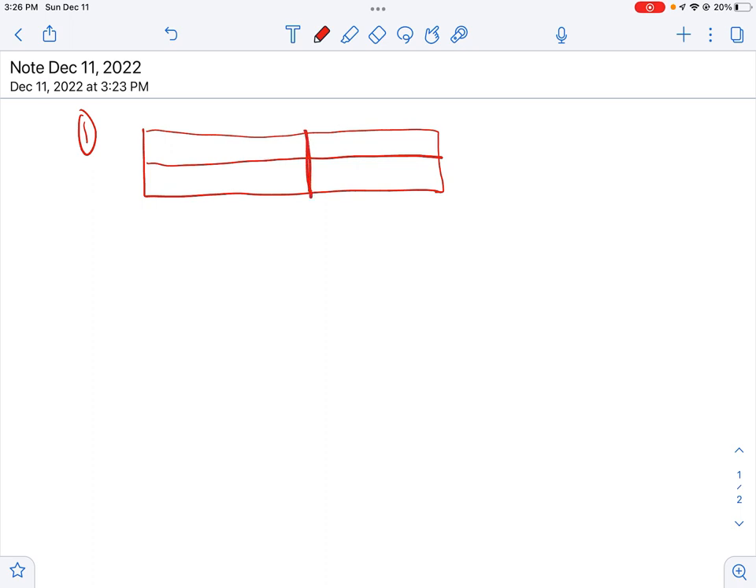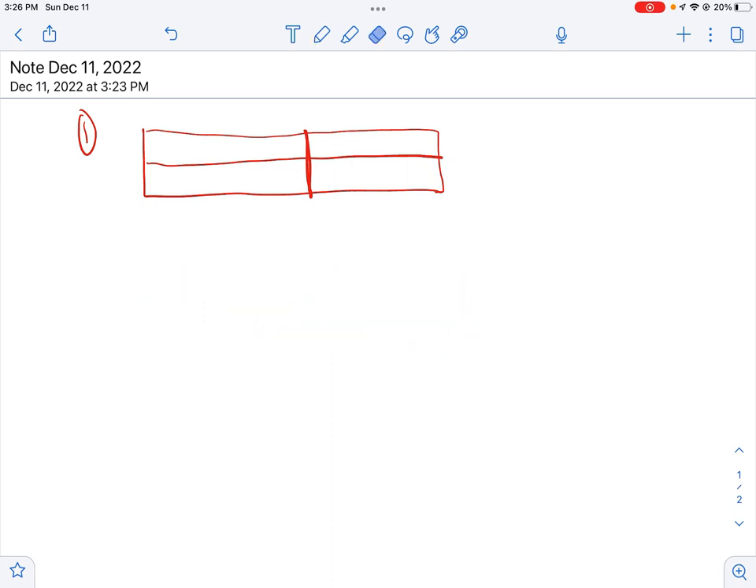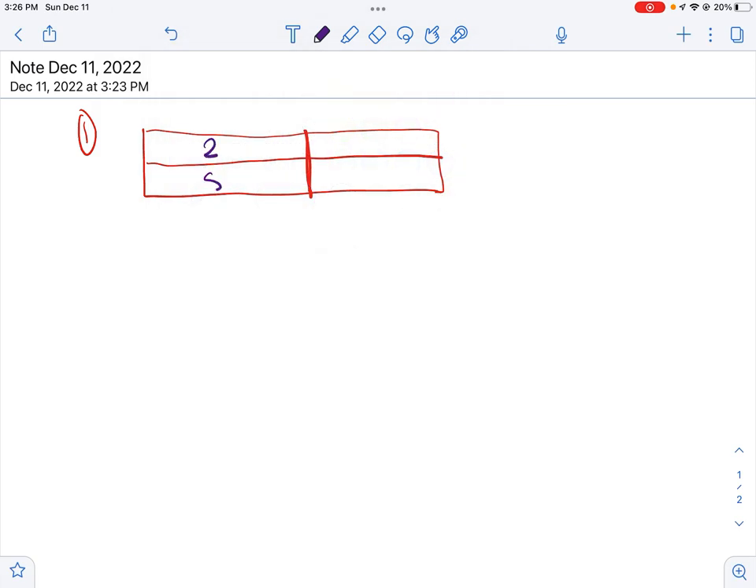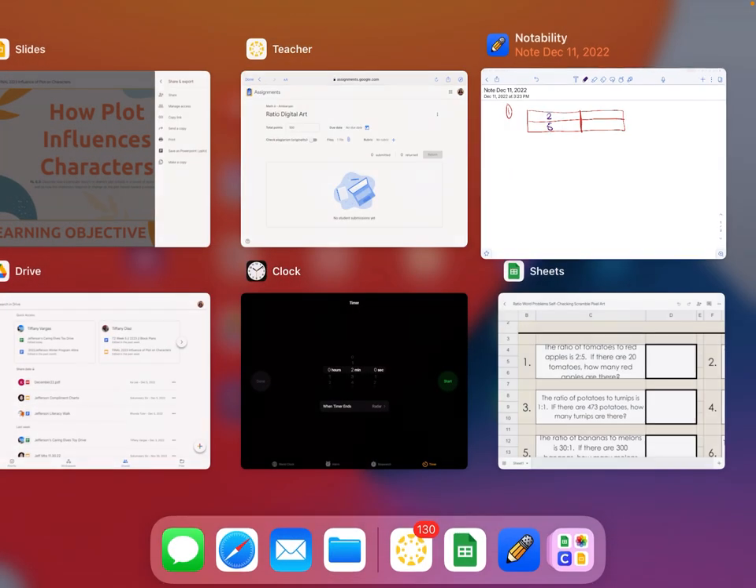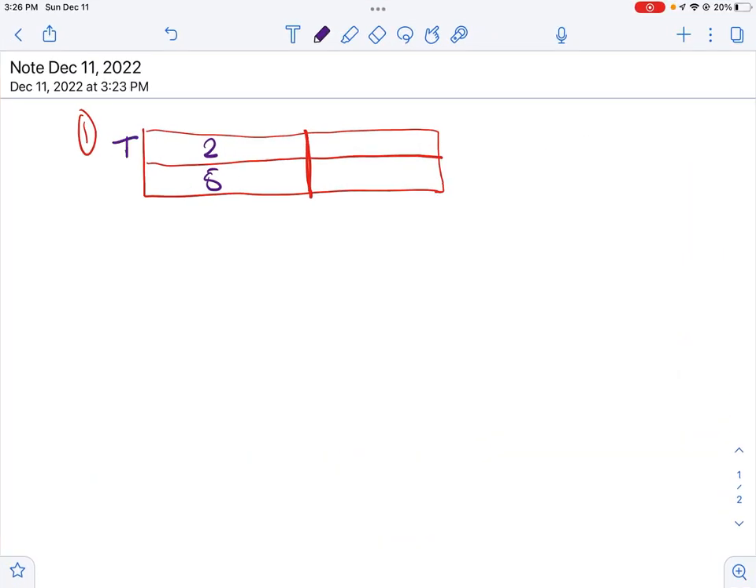Okay, when we do them in class together, there's going to be a bunch of different sections, but for this problem, we don't need to do that. We just need one setup like this, and it's only 2 ratios. So I'm going to put in my original ratio. My original ratio is 2 to 5. And that's 2 tomatoes and 5 apples. So I'm going to label it tomatoes, apples.